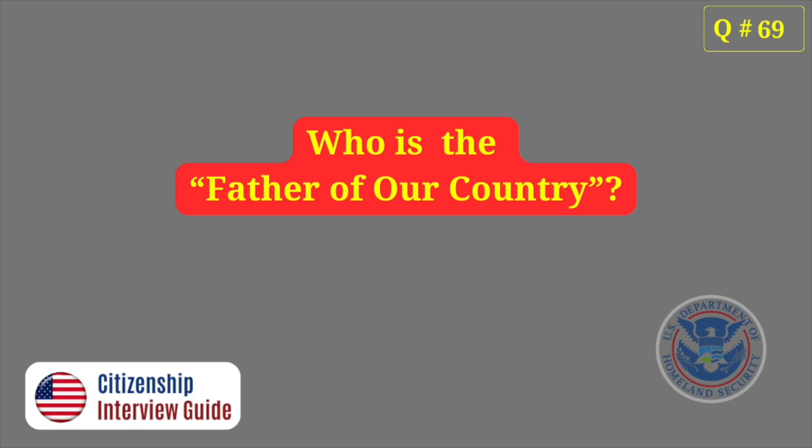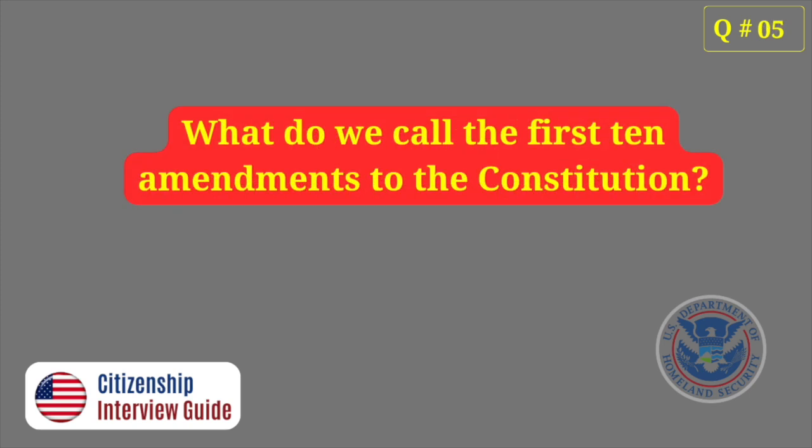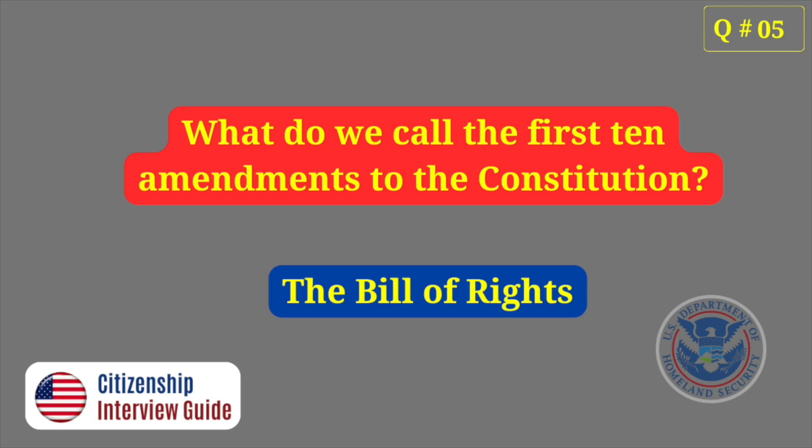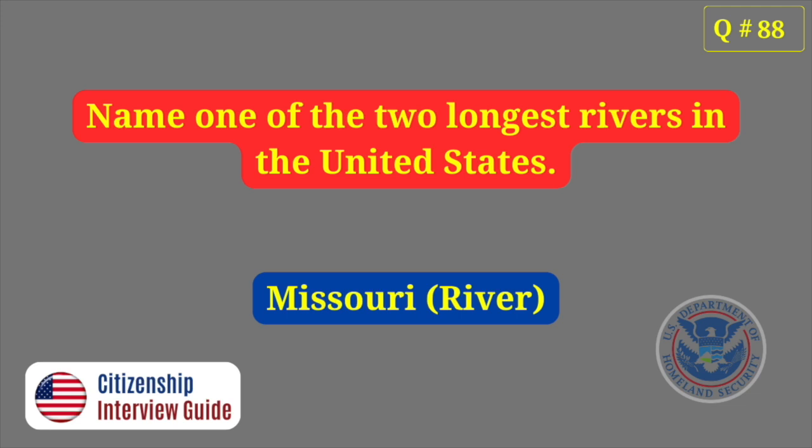Who is the father of our country? George Washington. What do we call the first 10 amendments to the Constitution? The Bill of Rights. Name one of the longest rivers in the United States. Missouri River.